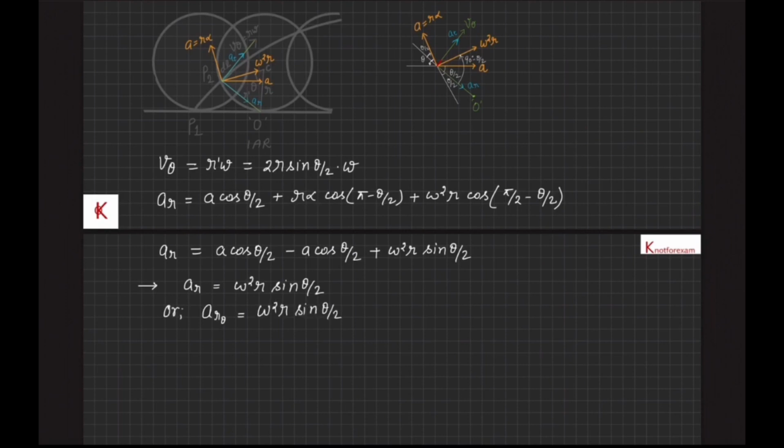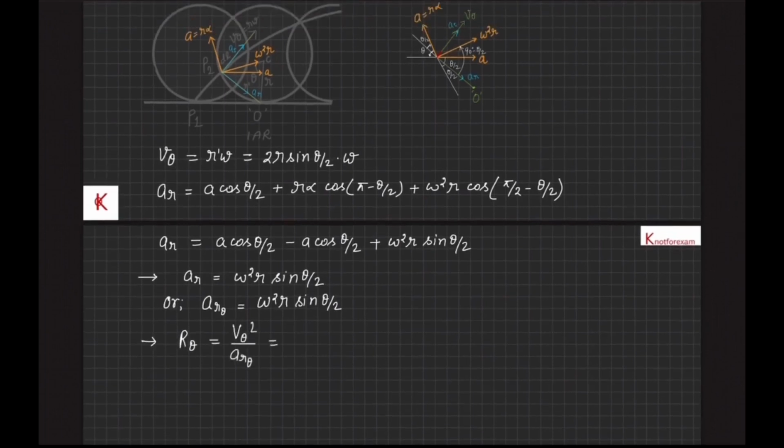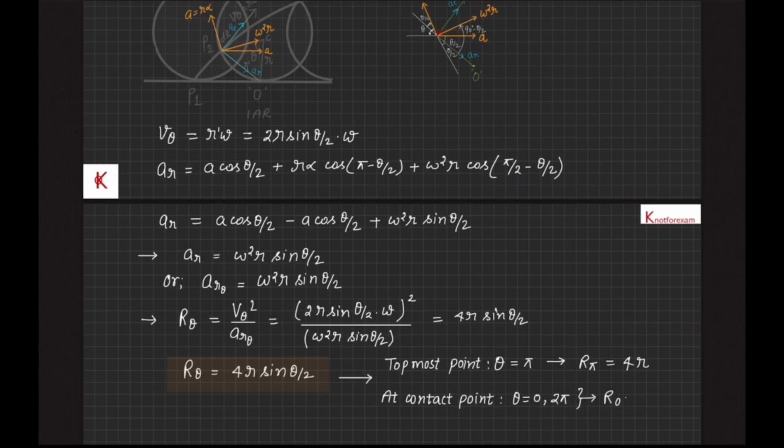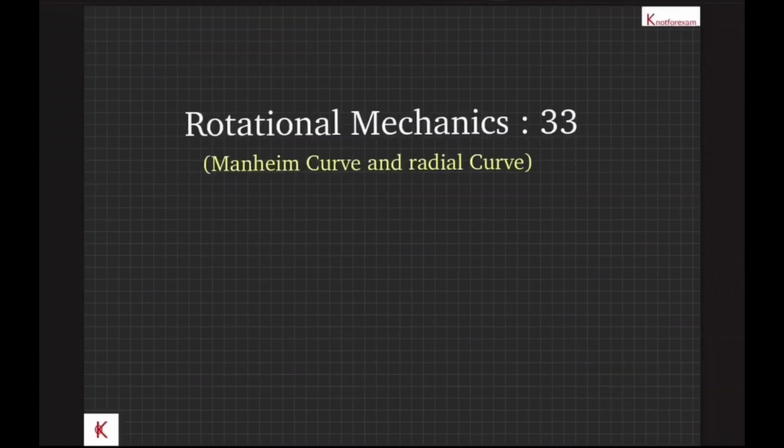So a_r(θ) is equal to ω²r sin(θ/2), and therefore the radius of curvature for angle θ, R_θ, will be v_θ²/a_r(θ), that is (2r sin(θ/2) ω)² upon ω²r sin(θ/2). From here R_θ will come out to be 4r sin(θ/2), and you can see that at the topmost point θ is equal to π, so R_π will come out to be 4r. Also at the contact point θ is 0 or 2π, so R_0 or R_2π will be equal to 0.